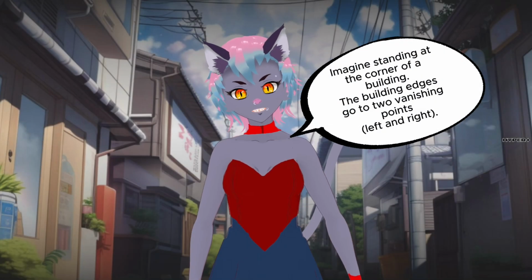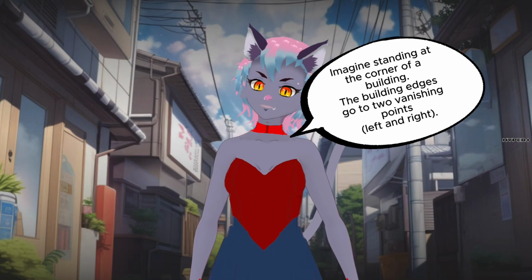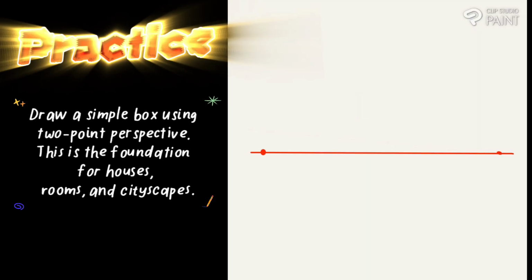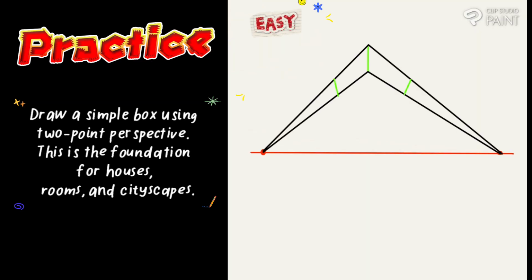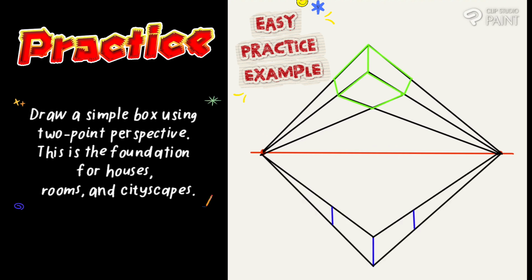Imagine standing at the corner of a building. The building edges go to two vanishing points, left and right. Practice. Draw a simple box using two-point perspective. This is the foundation for houses, rooms, and cityscapes.